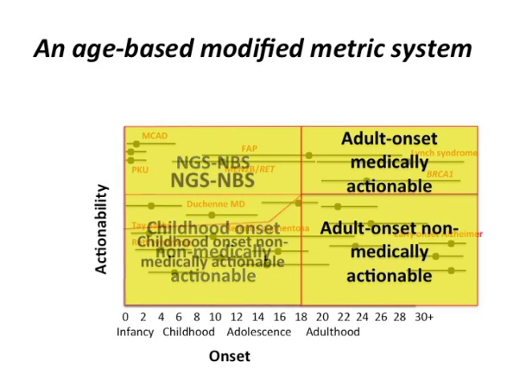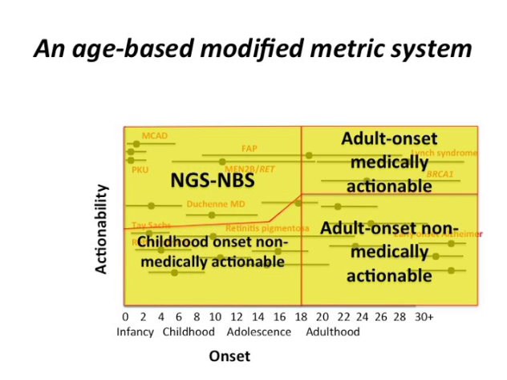So as, hopefully, in the future treatments get better for some of these conditions at an earlier age and are medically actionable, they'll shift to different quadrants. Likewise, if an effective treatment for Alzheimer's is developed, maybe starting at a very early age, that would also shift the quadrant it would be in. So just a way to look at that.